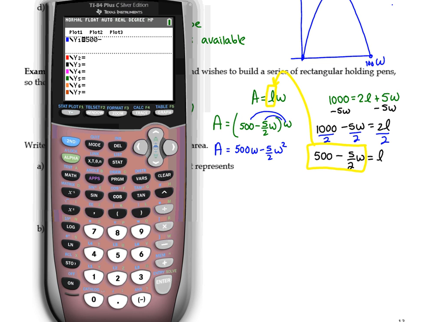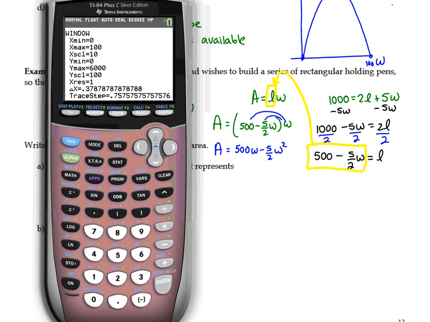Minus 5 over 2. Oh, no, sorry. I missed an x. 500x minus 5 over 2x squared. Windows 0 to 200, scale of 10. And y from 0 to 500,000. Is that what I said? Scale of 10,000.